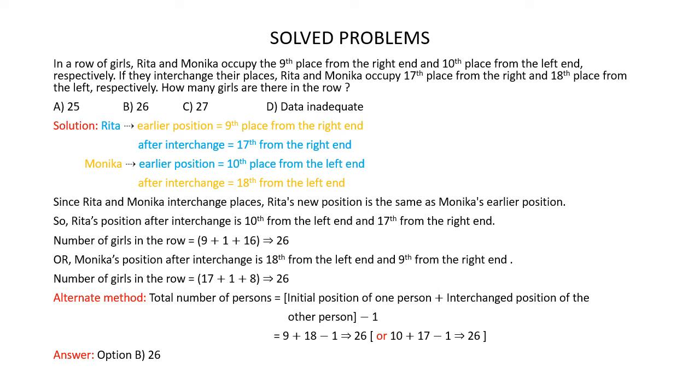Now it's given that the earlier position of Rita is ninth place from the right end. And after interchange, Rita's position is 17th from the right end. It's also given that Monica's earlier position was 10th place from the left end, and after interchange it is 18th place from the left end.